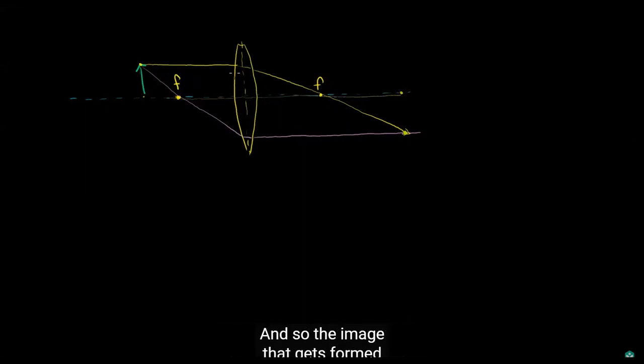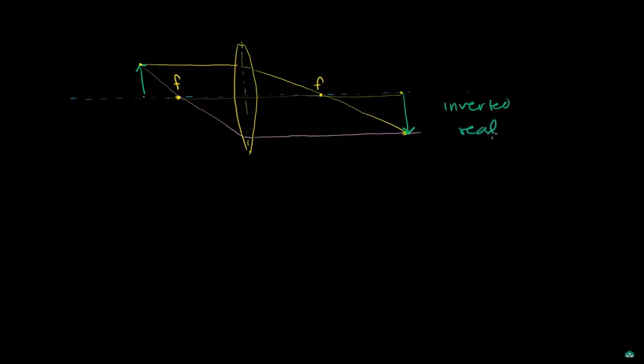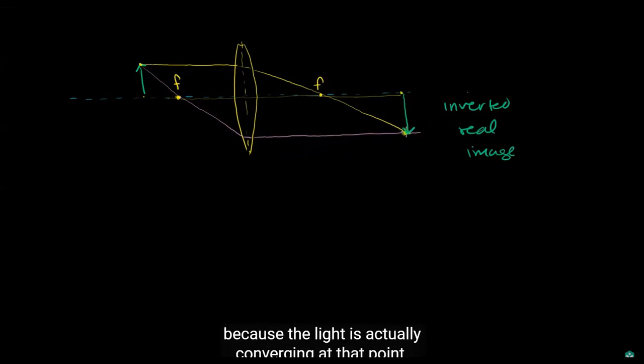And so the image that gets formed on the other side of the lens will look like that. So in this example, it looks like we have an inverted real image. Inverted real image. And once again, it's a real image because the light is actually converging at that point. You would actually be able to put some type of a screen and project the image there.